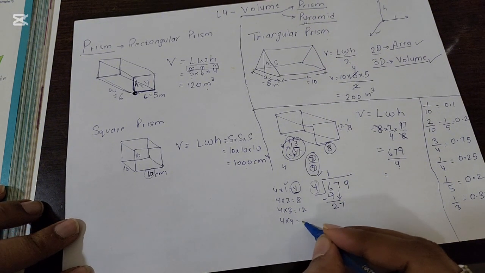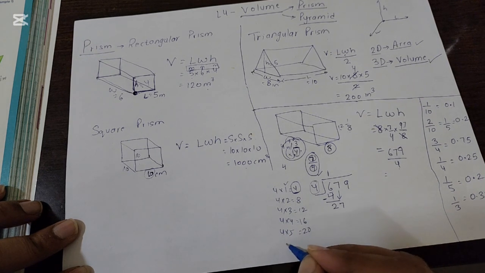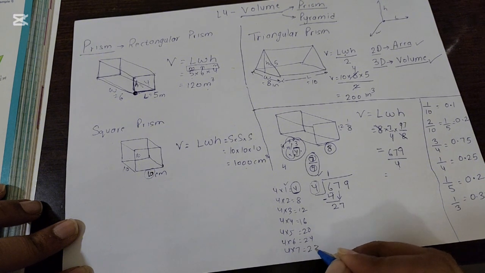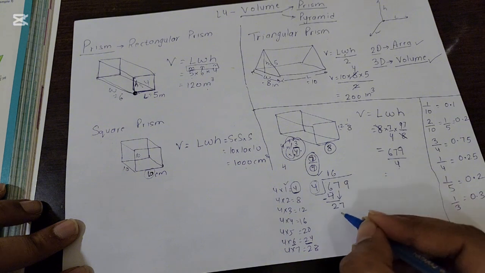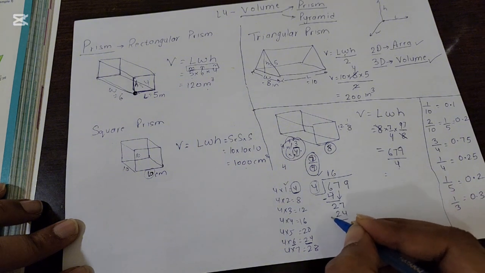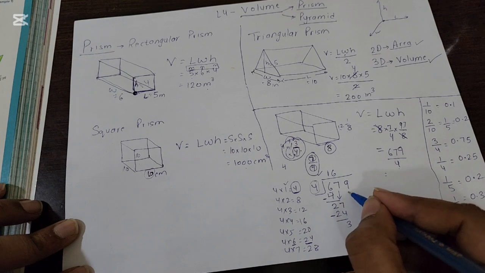Okay, 4 times 4, 16. 4 times 5, 20. 4 times 6, 24. 4 times 7, 28. So see, we don't have 27, right? From 24 we jump to 28. So again I will take the smaller number, and 4 times how much? 6. So 4 times 6, 24. Now do minus again. 7 minus 4, 3. 2 minus 2, 0. Khalas, no need to write.